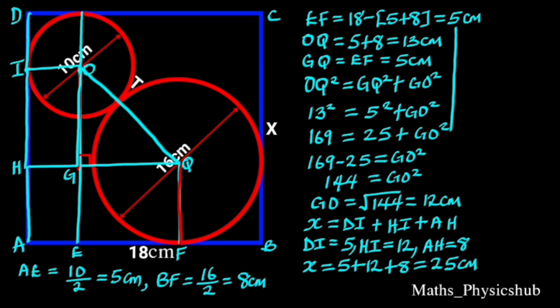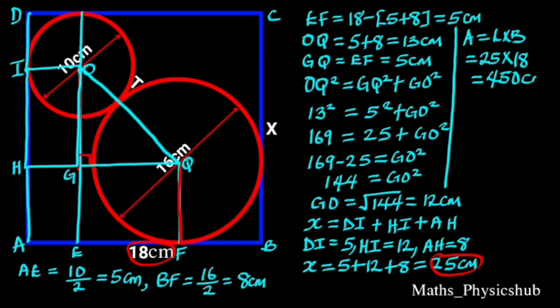To find the area, the area of a rectangle is given by length times breadth. The length of the rectangle is 25 centimeters, and the breadth, 18 centimeters. Substituting these values in this formula will give us area equals 25 times 18, which is 450 centimeters squared.